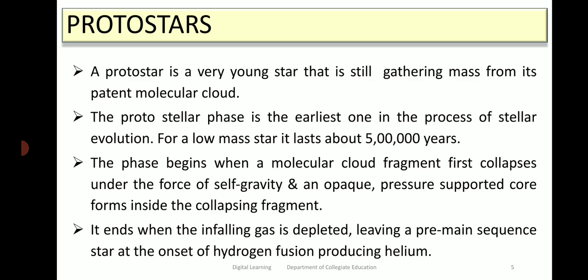The phase begins when a molecular cloud fragment first collapses under the force of self gravity, and an opaque pressure supported core forms inside the collapsing fragment. It ends when the infalling gas is depleted, leaving a pre-main sequence star at the onset of hydrogen fusion producing helium.